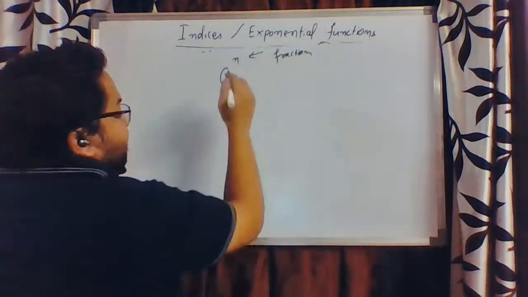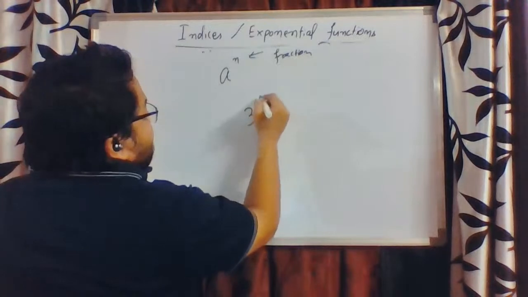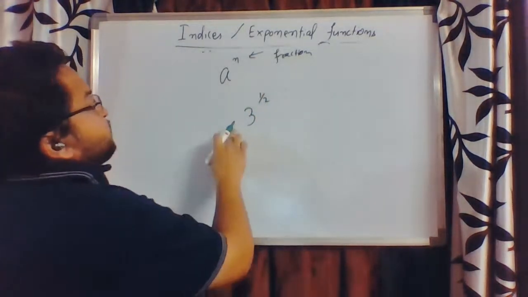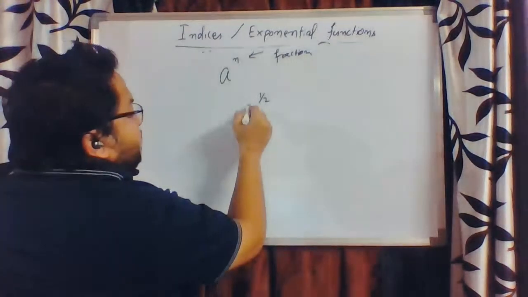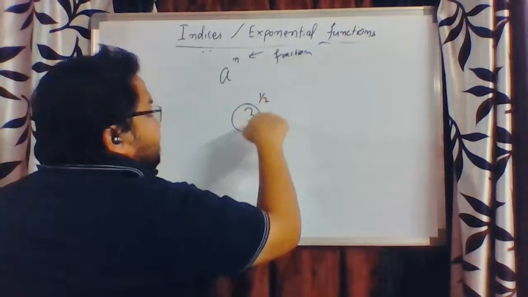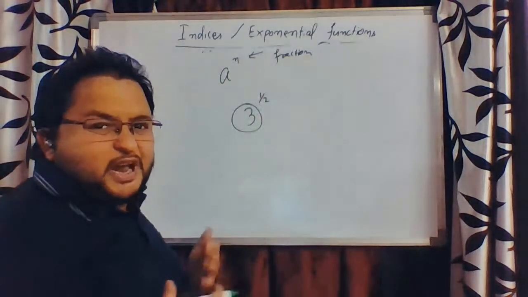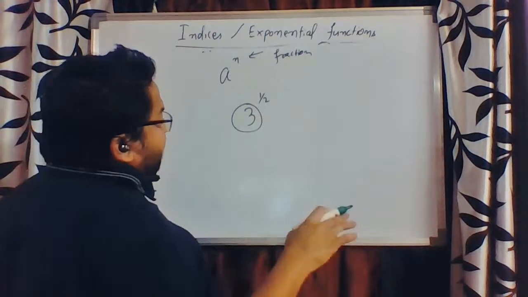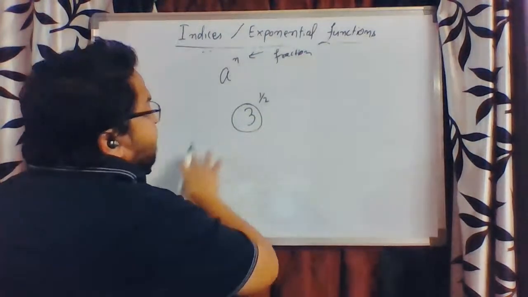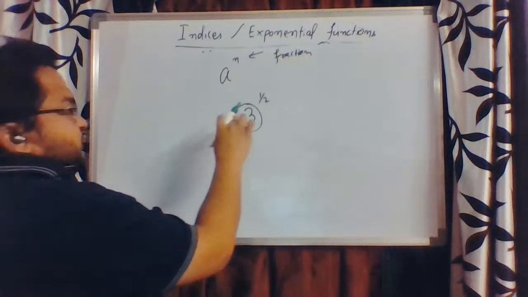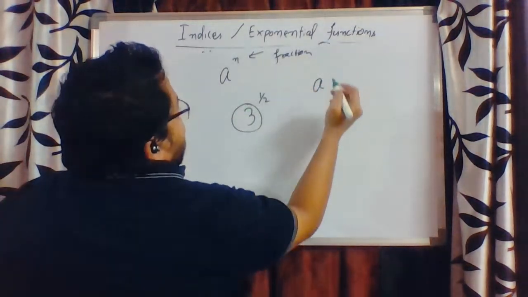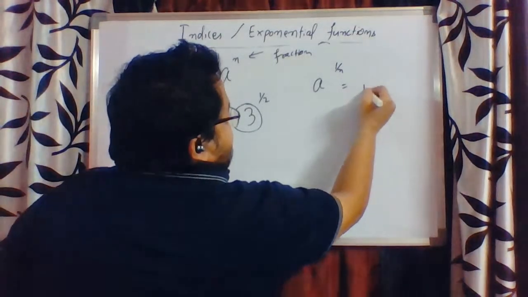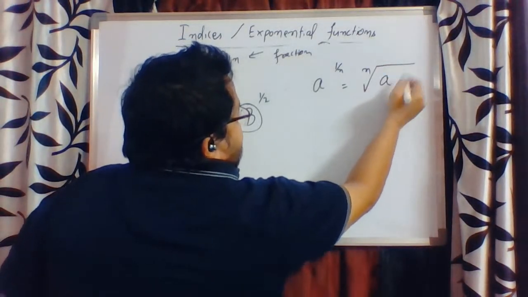Right? So if somebody is saying 3 to the power half, as per the basic definition, I should multiply 3 with itself half times, which is very absurd when we talk in terms of logic and theory, right? So in mathematics, it is defined as a to the power 1 by n is nothing but the nth root of a.